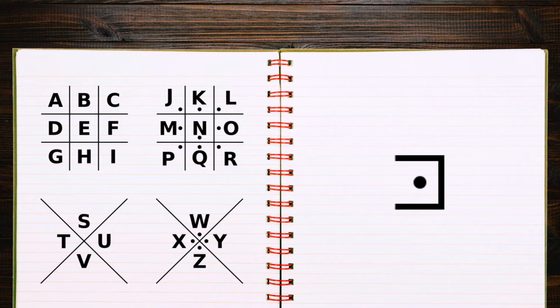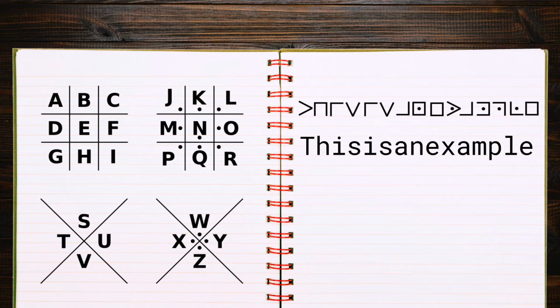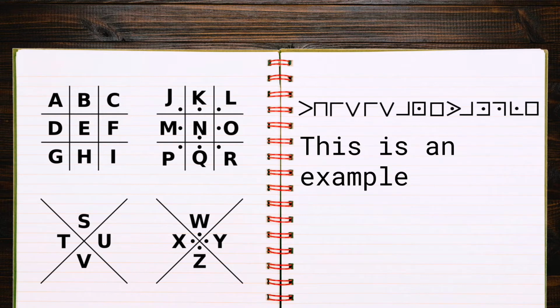This, for example, represents our letter M. Let's take another look at our sample message. Now is a great time to pause and see if you can work out the letters for yourself. Now, I added a little trick here. I removed the gaps between the words. The message is, "This is an example."